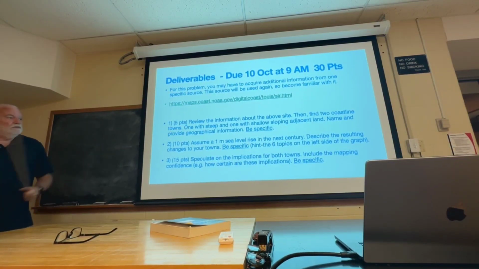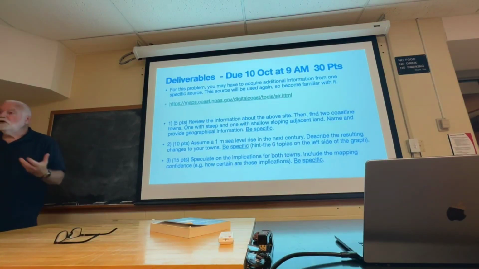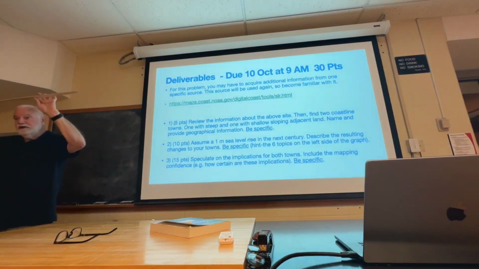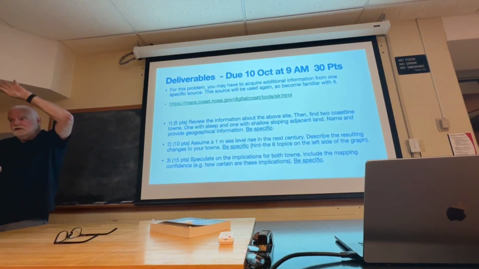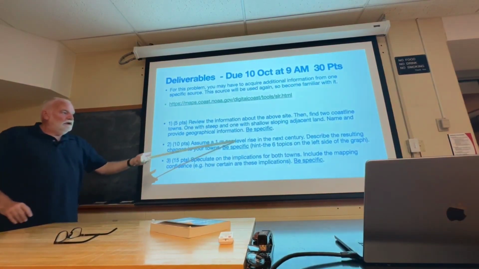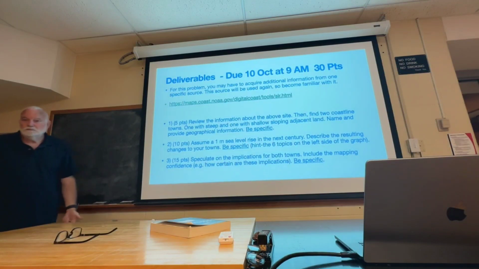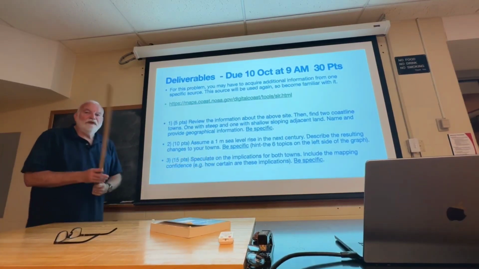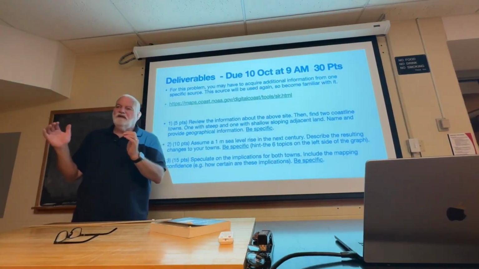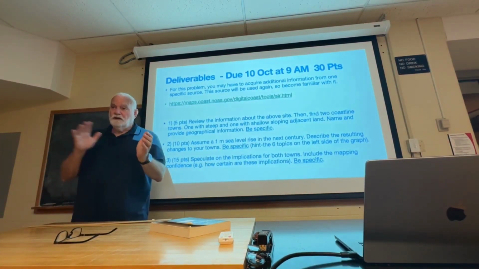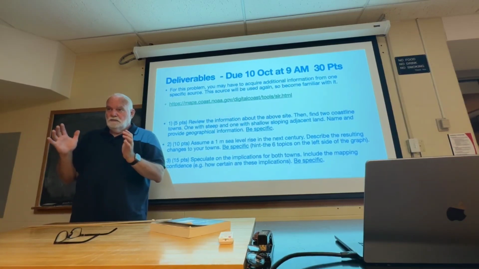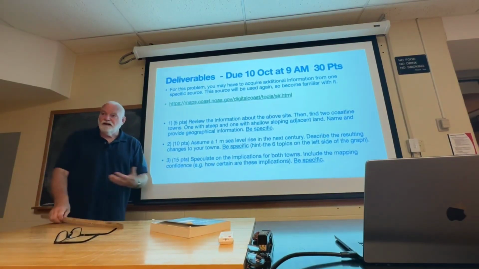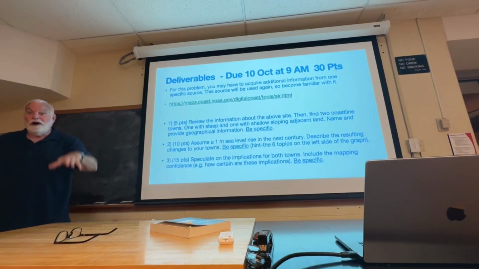To start with, find two coastal towns, one that's got a flat slope, one that's got a steep slope, relatively speaking. Tell me where they are. No big deal. Assume this, and then describe basically what's going to happen to that area in terms of water availability. This isn't necessarily the societal impacts. This is going to be just what the water does.